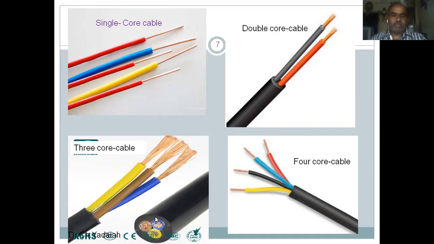For the cables, you can see the cross section. Whereas in the case of the four core cable, it has R phase, Y phase, B phase, and neutral. This is a three-phase system generally used in commercial apartments or in domestic apartments. These are based on the number of cores present inside the cable. So we classify this as single core cable, double core cable, triple core cable, and four core cables.